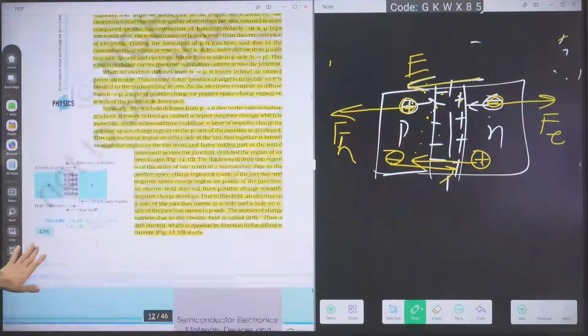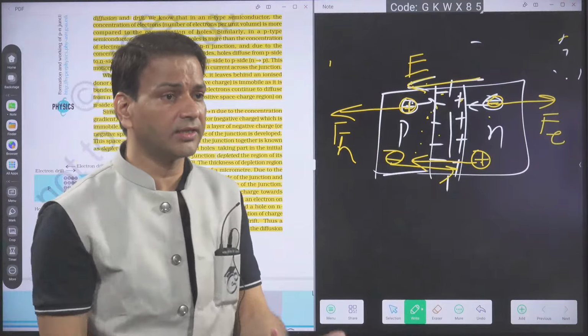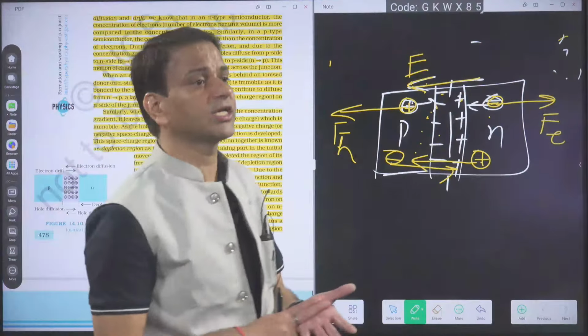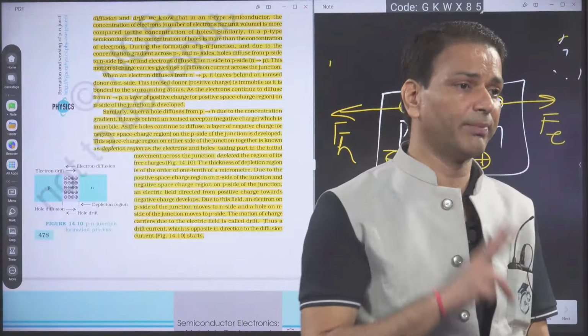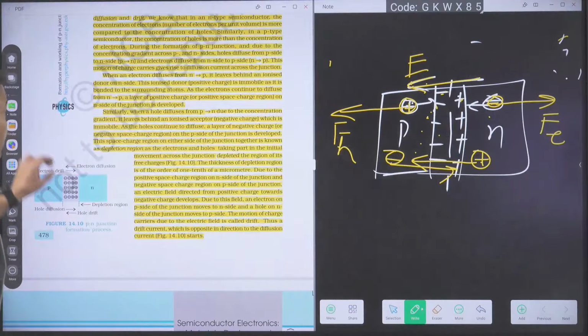Here we have hole diffusion, and here hole drift and hole diffusion. Why is it called drifting? Because it is due to the internal field. Diffusion is due to the concentration difference. Diffusion current flows from P to N due to the majority. Drift current flows from N to P due to the minority. Okay.